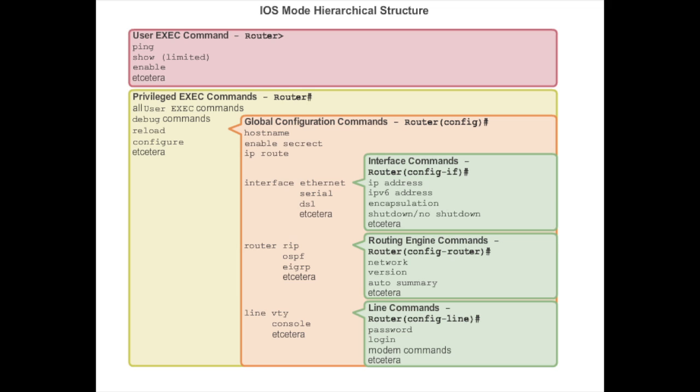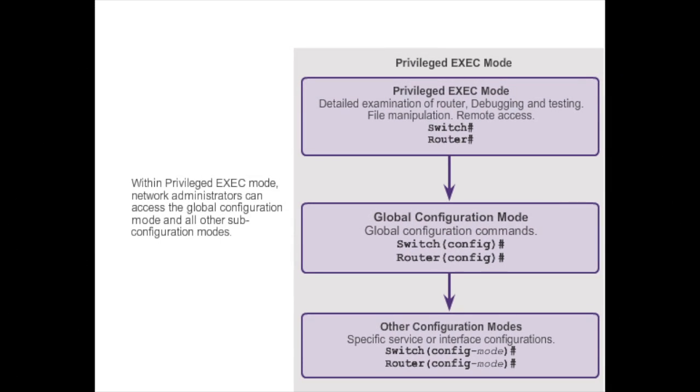So if we are in the first step, we can use this symbol for our commands. It does not require any type of authentication. If we are in the privileged exec mode, we are going to use this other symbol to access our commands. One of the modes we can access from the privileged exec mode is the global configuration mode. This lets us change specific service or interface configurations.